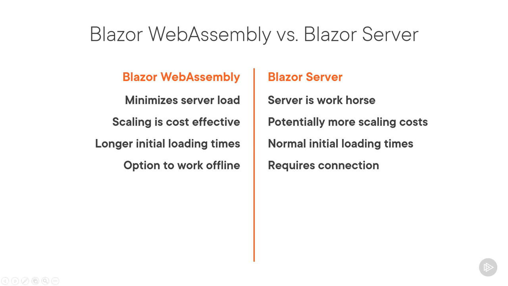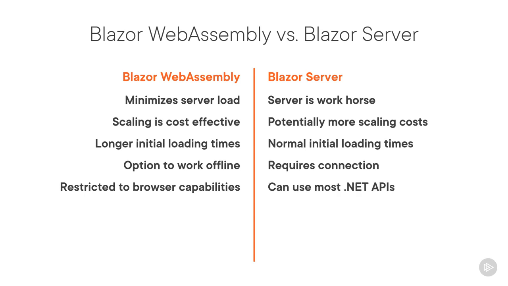For Blazor Server, the application doesn't function without a server connection. And that's also a vulnerability. If somehow the permanent connection cannot be kept stable, it could lead to unexpected behavior. And finally, we're bound to what the browser can do in WebAssembly, where in Blazor Server we can use everything we know and love in .NET.